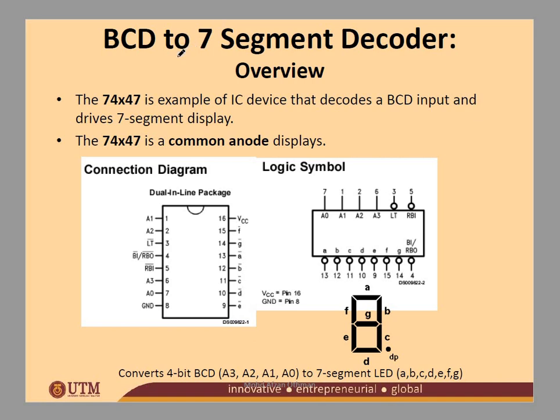BCD to 7-segment decoders, overview. The 74x44 is an example of an IC device that decodes a BCD input and drives a 7-segment display. The 74x47 is a common anode display.